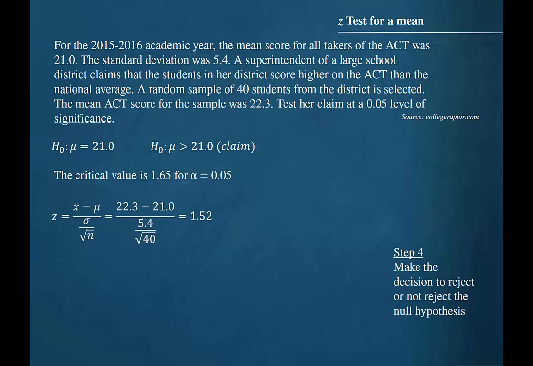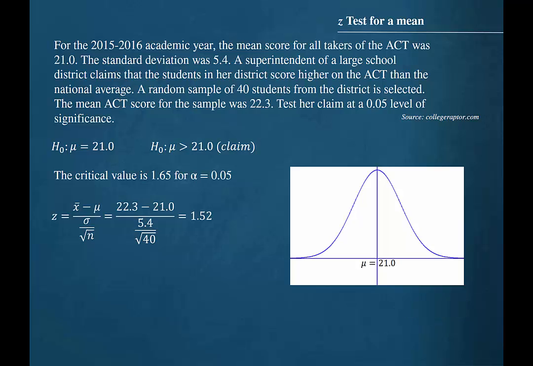Step 4 is to make the decision to reject or not reject the null hypothesis. It is always a good idea to visualize the orientation of the critical values and the test value by placing them on a graph of the hypothesized distribution. We have a normally shaped sampling distribution with a hypothesized population mean of 21.0. If the test value lands to the left of the critical value in a right-tailed test, we do not reject the null hypothesis. In this problem, we are to test at a 0.05 level of significance.